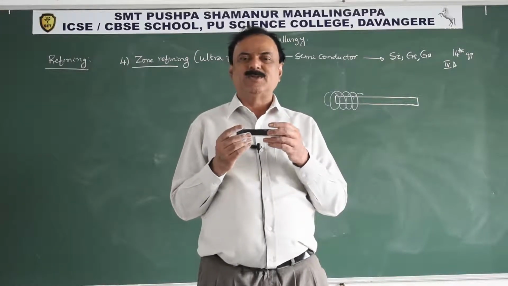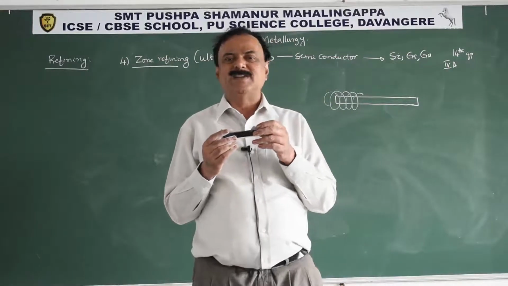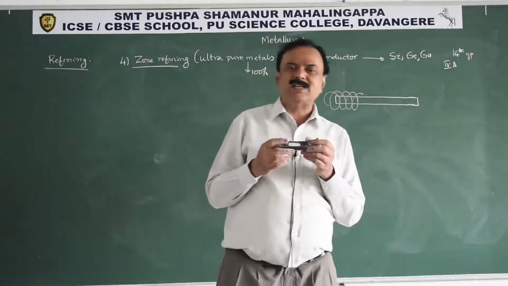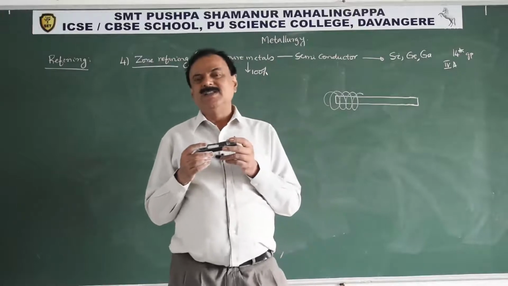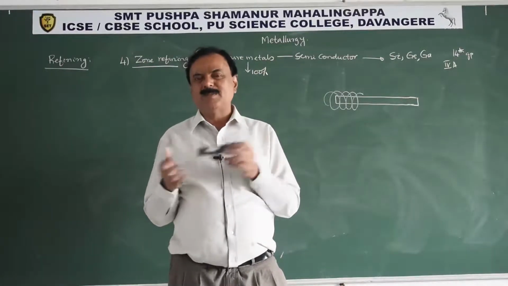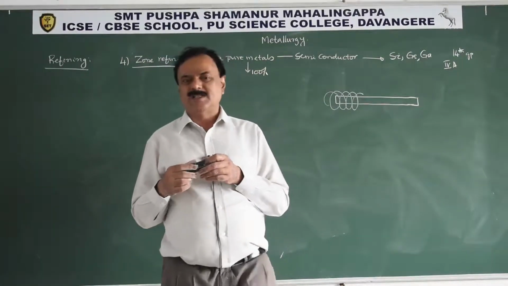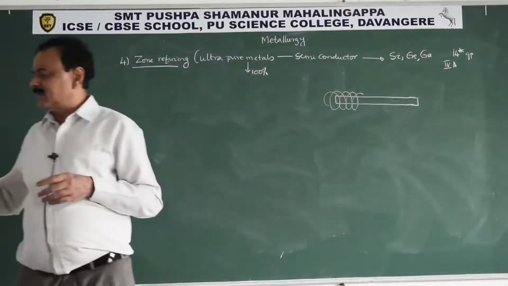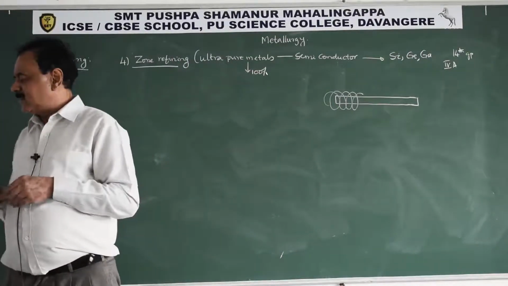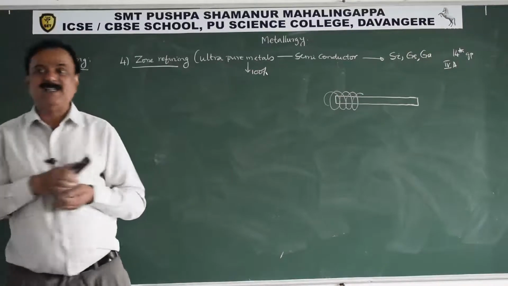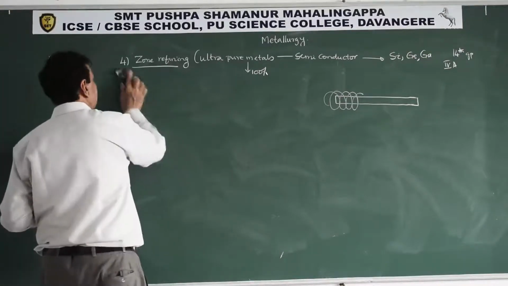The very pure metal that was obtained is used in semiconducting devices, like silicon or germanium or gallium. These three metals are obtained by means of the zone refining technique. Is it clear? Zone refining technique. Last one, that is called vapor phase refining.